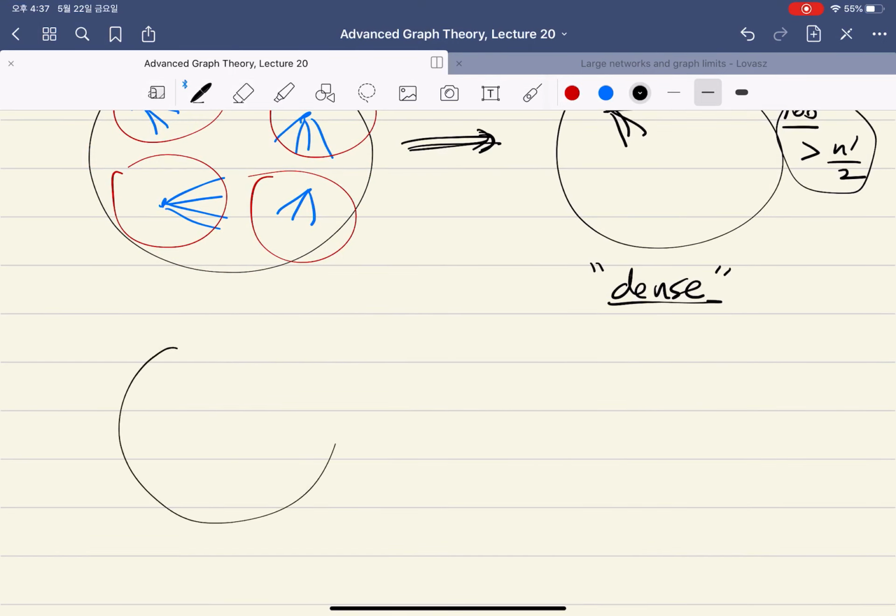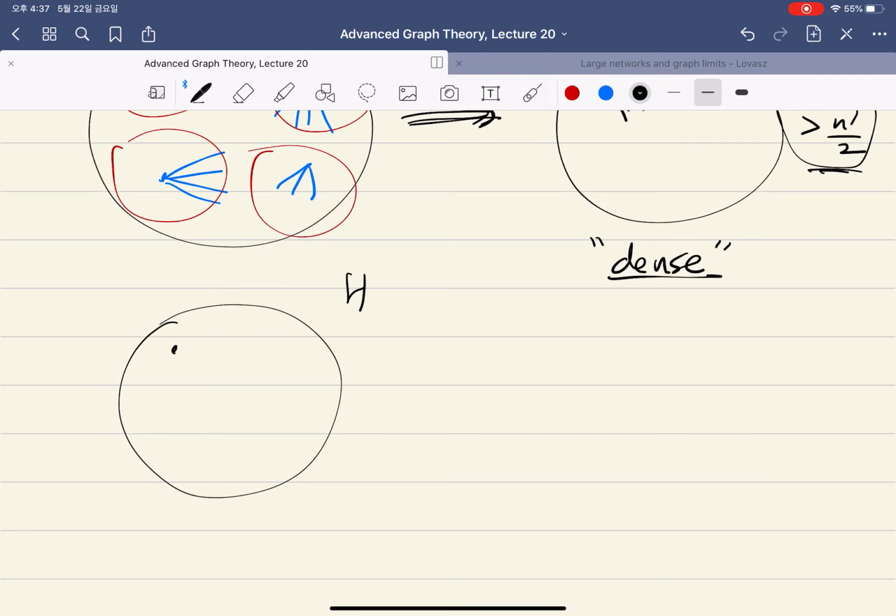And now we have this H, and all the vertices have high minimum degree. So with this condition, we, for example, know that every two vertices have a common neighbor, which is good for us.